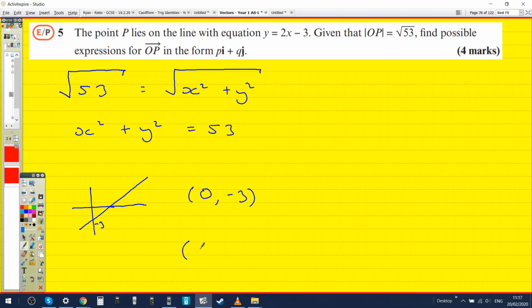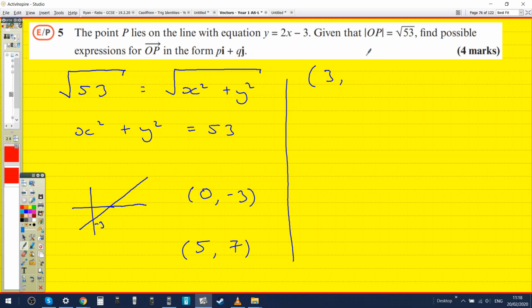53. Let's try 6. When x is 6, oh, that might be way too big. Let's try when x is 5. When x is 5, that would be 10 minus 3, which is 7. That might be too big. 5 squared plus 7 squared. How did you get 0 minus 3, sorry? I just subbed it into y equals 2x minus 3. Okay. So when x is 0, y equals 2 times 0 minus 3. When x is 5, y equals 2 times 5 minus 3.